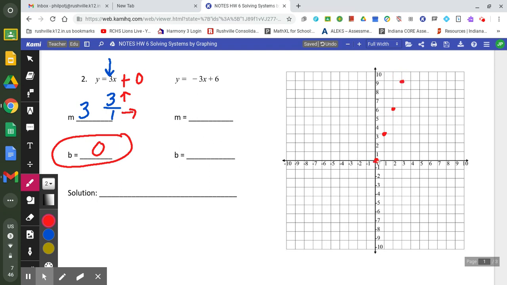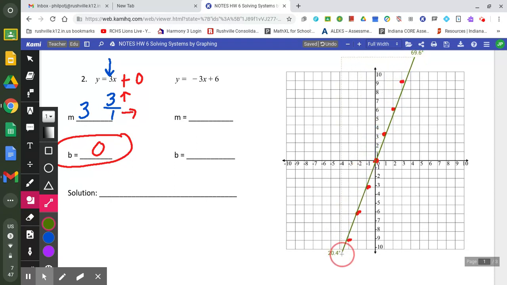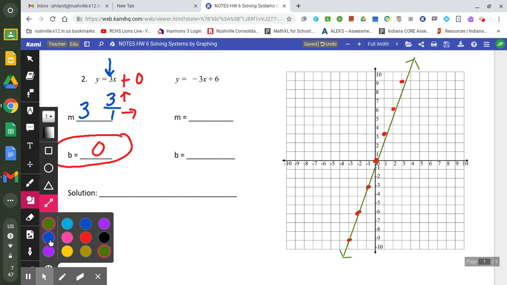And then I'll just go backwards. So down 1, 2, 3 to the left 1, down 3 to the left 1. And then I can draw that line. And then I'm going to move on to my second equation.